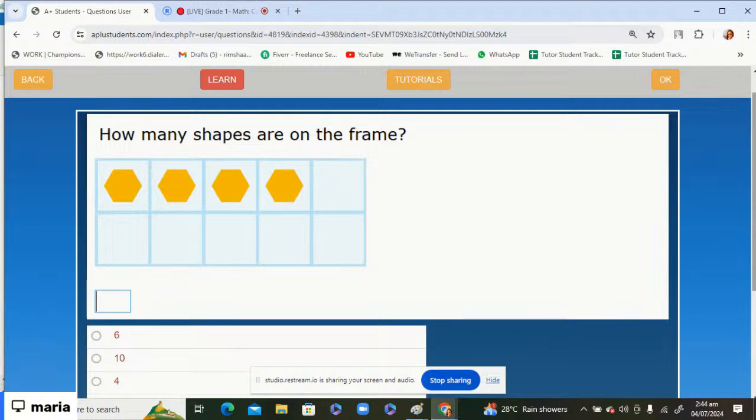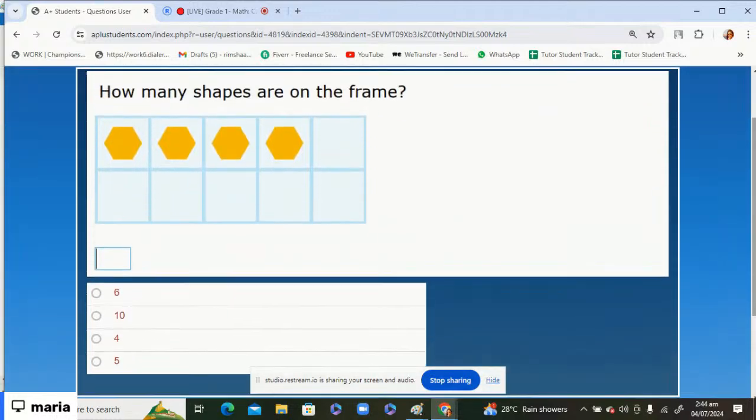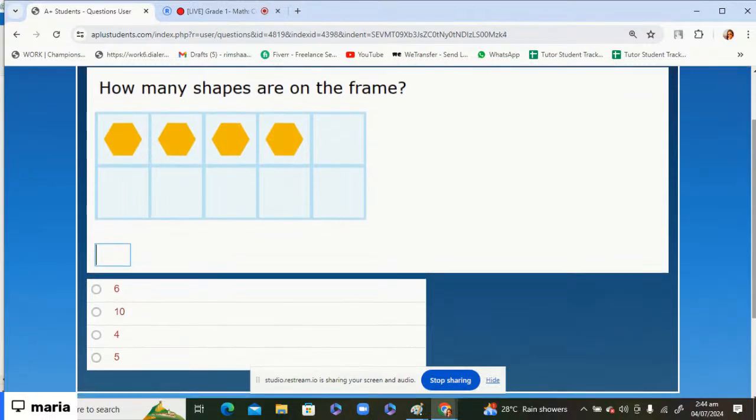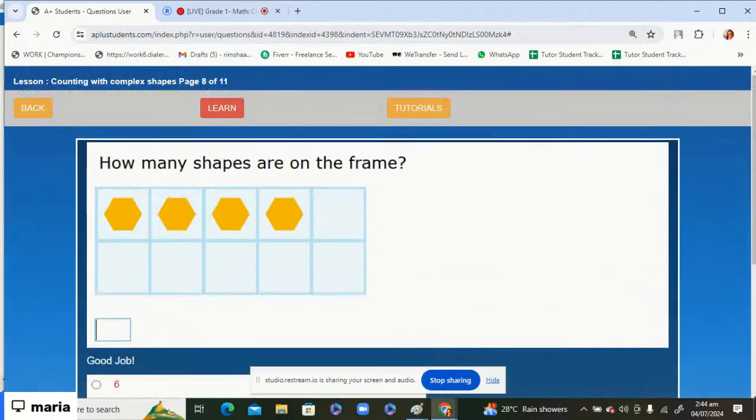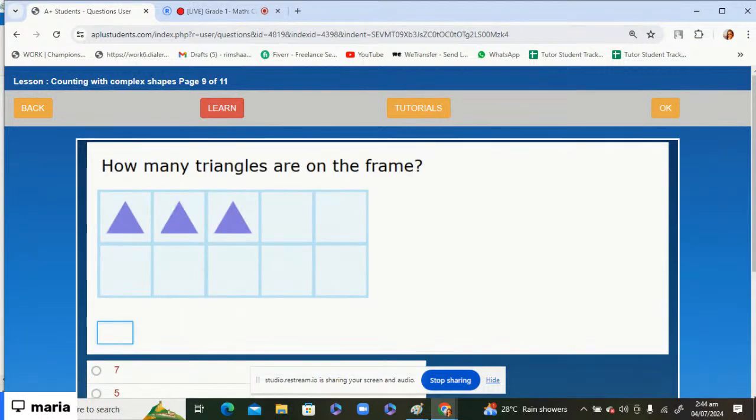It's 4. Okay, everyone says it's 4. Yes, it's the right option. Okay, so where is option 4? In option C. That is here. Let's check whether our answer is right or wrong. Yes, it's right. Hope you guys understand this lesson as well.